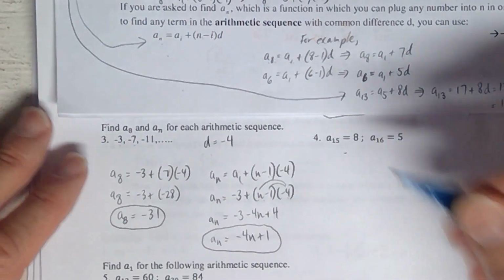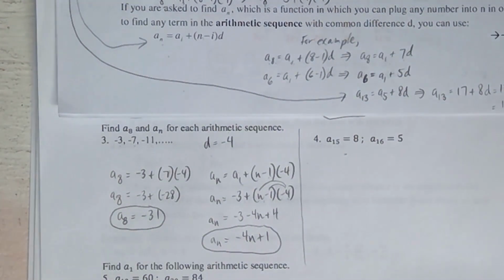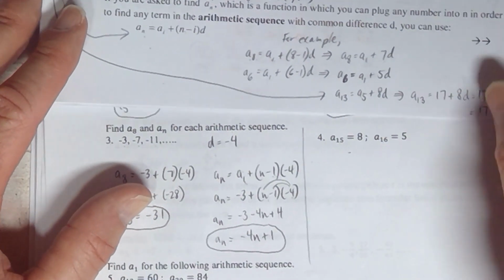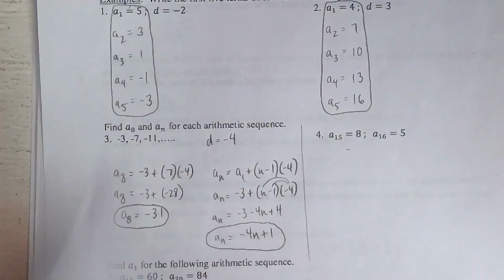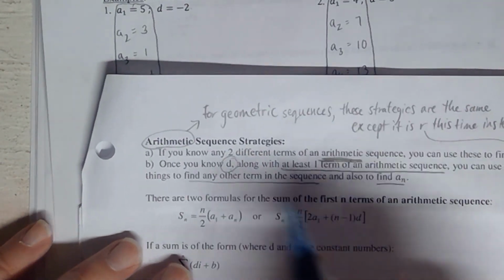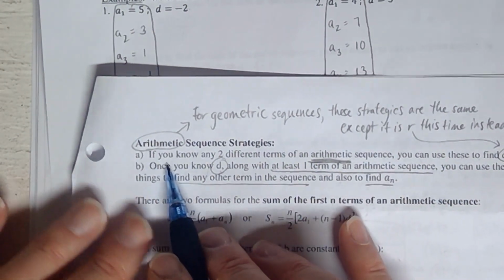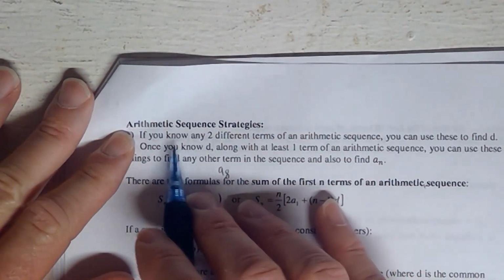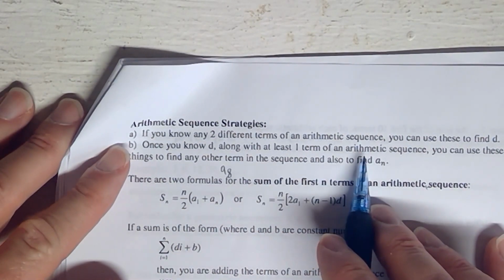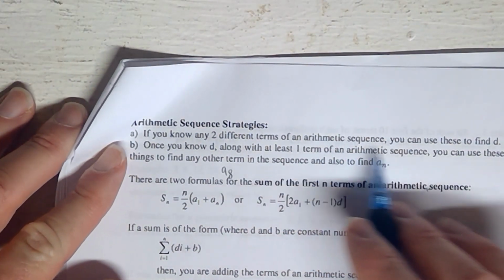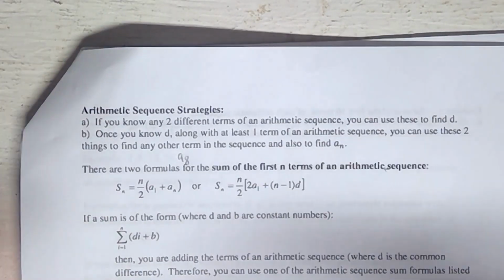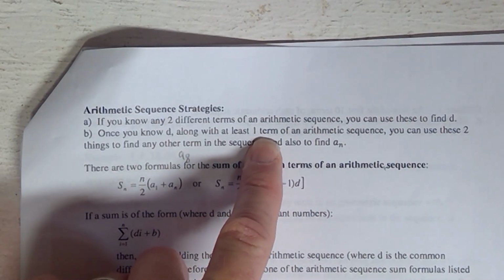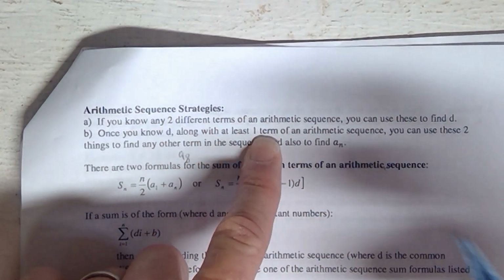You'll see in this next problem, though, this is a little bit different. They don't tell us what d is this time, but they do give us a couple of terms in the sequence. And this is good because, as it mentions up here, and this is the other strategy we need to be aware of, actually, let me give you a cleaner look at it. There we go. If you know two different terms of an arithmetic sequence, which we do in problem number 4, you can use those to find d. Remember, you need to know what d is, and you need to know at least one other term in the sequence. In this problem, they don't tell us what d is, but we can figure it out.